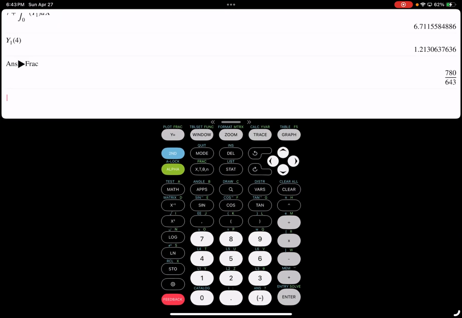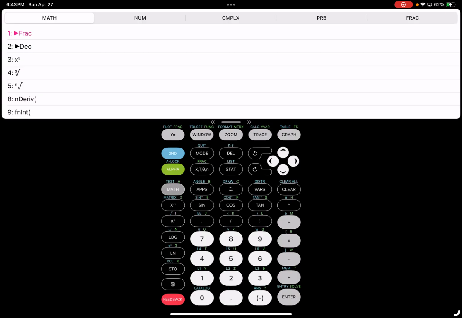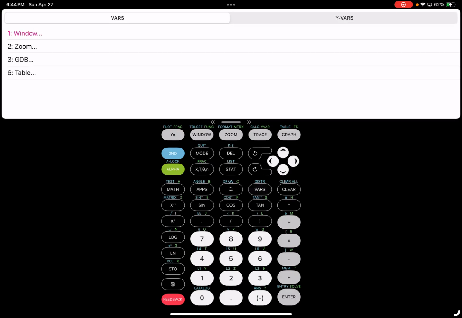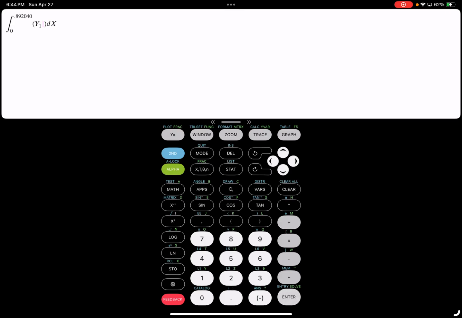I don't have this typed in, so I'm not going to get the answer. But you're going to go math 9. You're going to go from 0. Now you got to put that decimal in. What was that decimal? Point what? 0.892040. Okay. Then we're going to go vars, Y vars, function Y1, dx, hit enter. It's going to work.